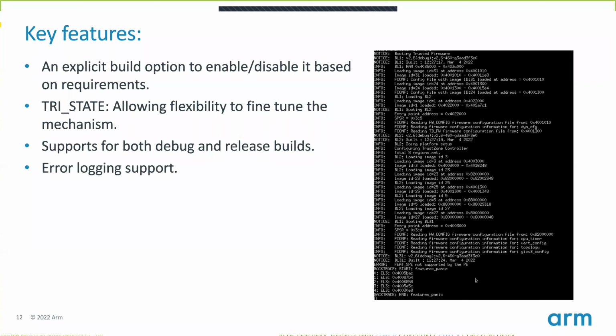If you could see this picture, for example, this is how we indicate to the user that feature SPE is not supported by the PE, so it will stop during boot time. The panic will be called. In this way, the users will get to know that they have mistakenly set this feature, or that the PE is not supporting it and they have to disable it. So these are the key features of this mechanism.